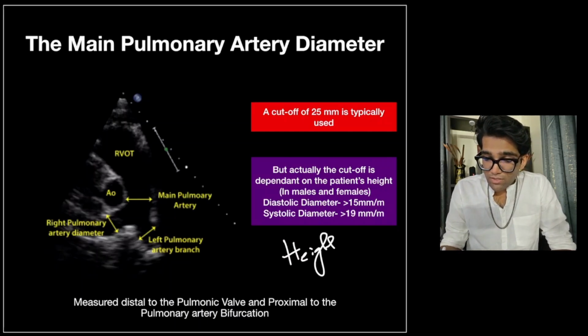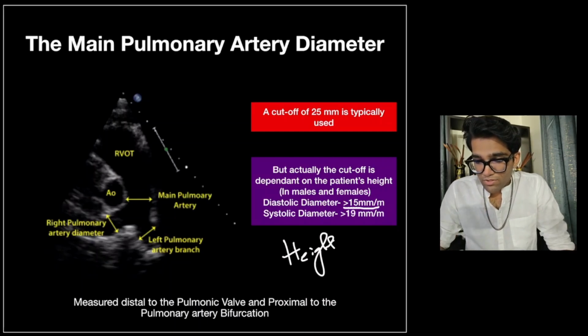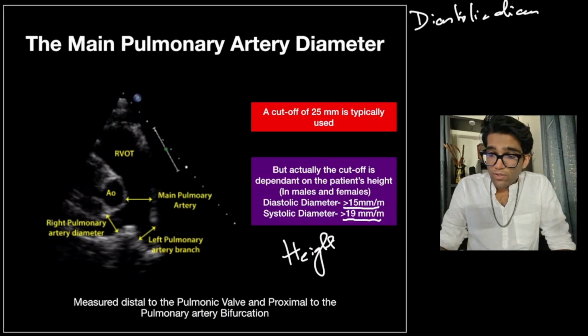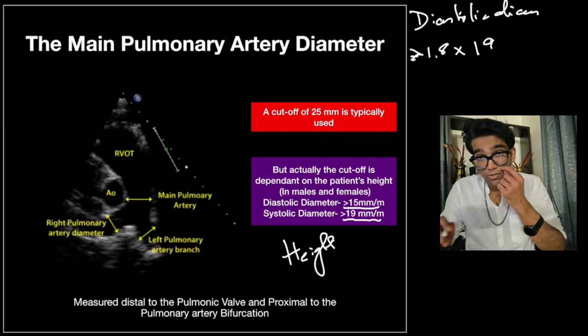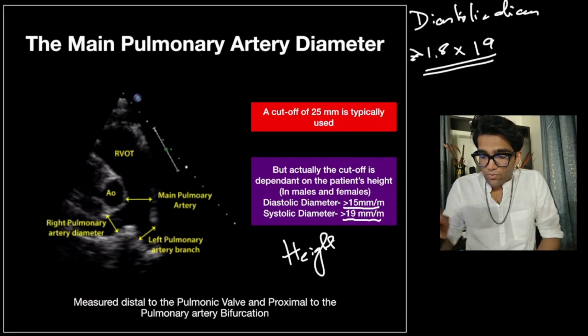The diastolic diameter should be more than 50 millimeter per meter of height, and systolic diameter should be 19 millimeter per meter of height. So this would mean that the expected diastolic diameter, say a person is 1.8 meters, would be 1.8 meters times 50. So it should be more than this for me to say that the patient has got a dilated pulmonary artery. Okay, that's how we calculate it.